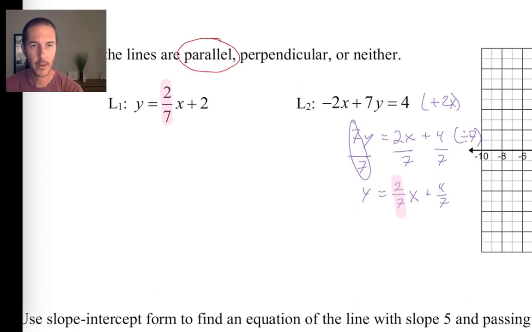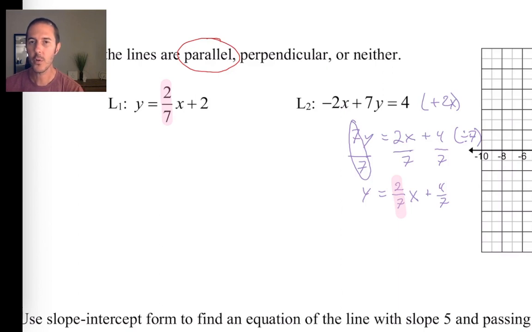How did I know that? You might be able to infer two lines are parallel if their slopes are the same. So you should be writing that in your notes right now. Parallel lines have the same slope. Or if you say that backwards, if they have the same slope, they're parallel.